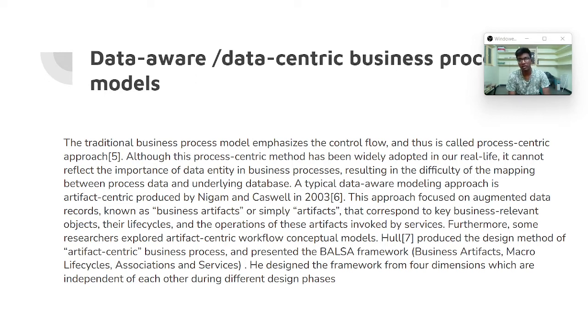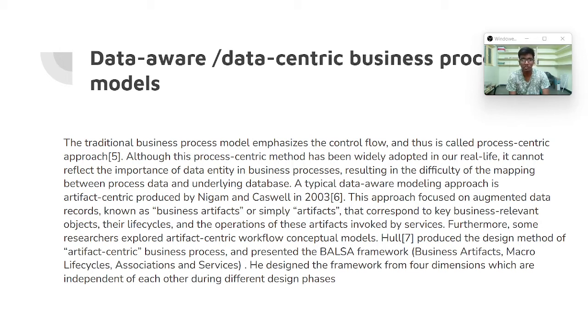A typical data-aware modeling approach is artifact-centric, proposed by Nigam and Caswell in 2003. This approach focused on augmented data records known as business artifacts, or simply artifacts. They correspond to key business relevant objects, their life cycles, and operations of these artifacts invoked by services.